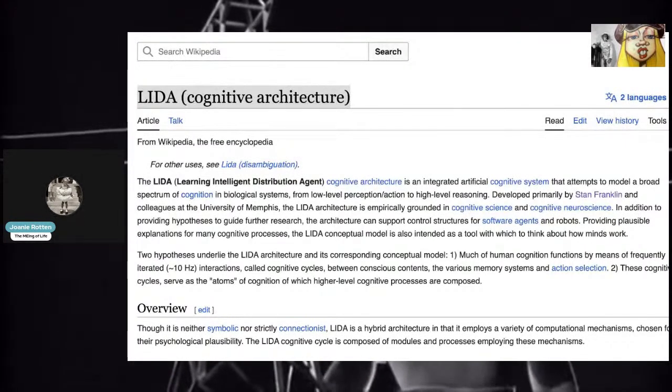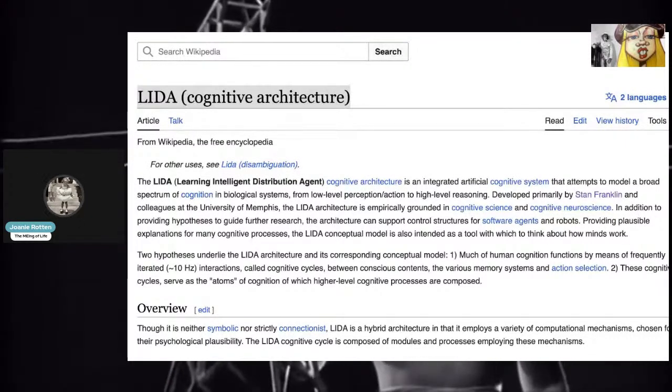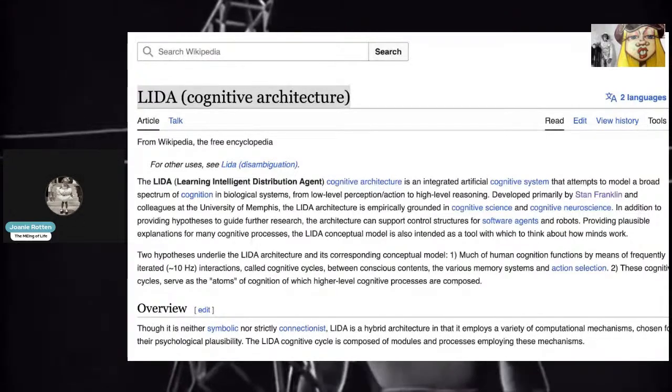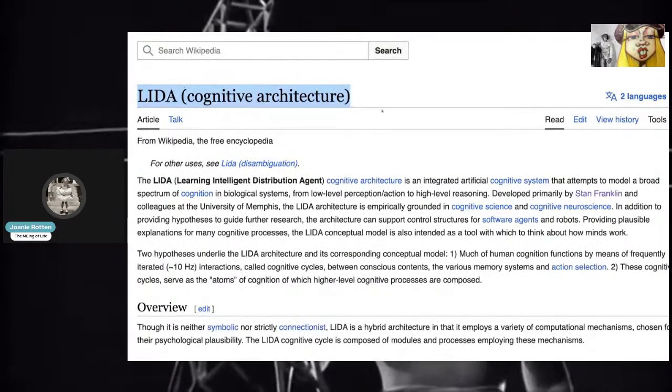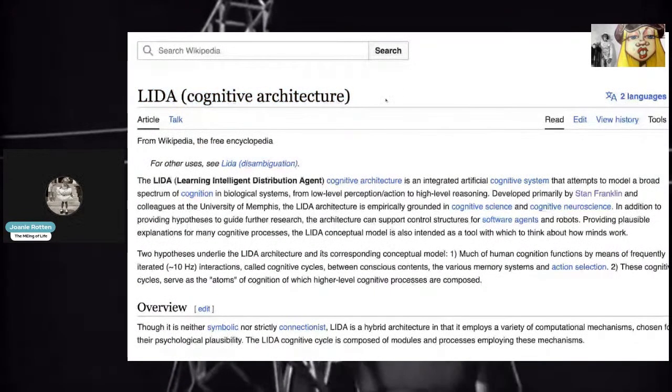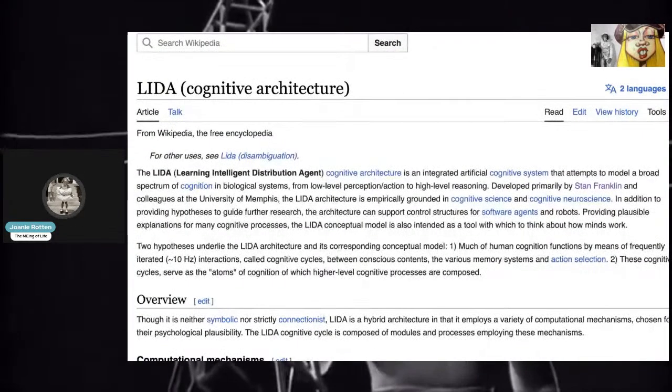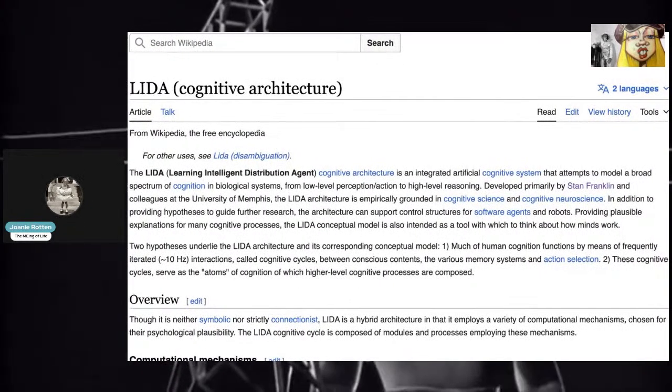We're continuing to follow the breadcrumbs left by our dear friend Charlie at Lookoutfa Charlie. Link is in the description to his channel. The LIDA cognitive architecture. This is another Wikipedia because they have it out there. They want us to know. So we're going to read this.